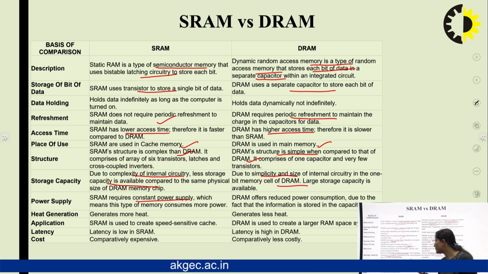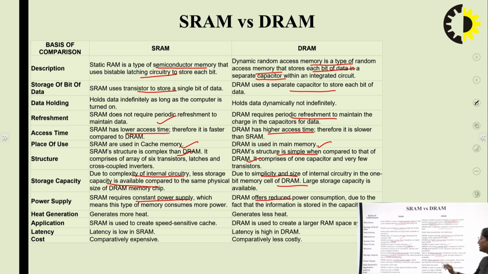SRAM requires a constant power supply. If the power supply goes off, the data will be volatile. DRAM offers reduced power consumption. That's why the information is stored in a capacitor. That's why we are using capacitors in DRAM. SRAM generates more heat as compared to DRAM. SRAM is used to create speed-sensitive cache, but DRAM is used to create RAM space. The latency of SRAM is low, the latency of DRAM is high, and SRAM is quite expensive as compared to DRAM. So these are the basic differences between SRAM and DRAM.